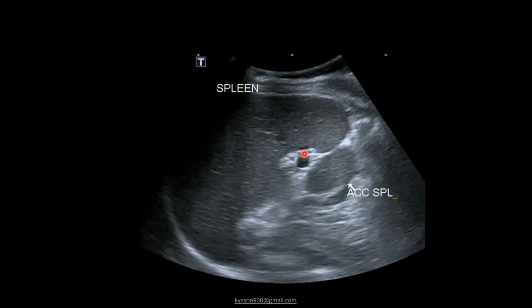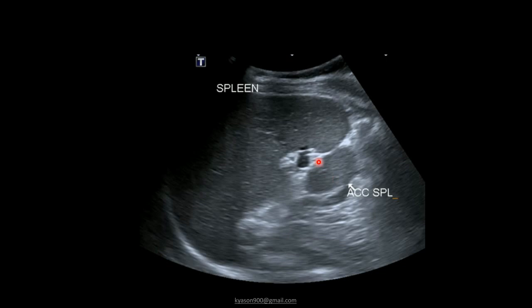This is the hilum, where structures are going to pass. The vessel that is wide, that is the vein. Veins are always wider, have a wider lumen. So you have the splenic vein there. Okay. We are seeing something here.